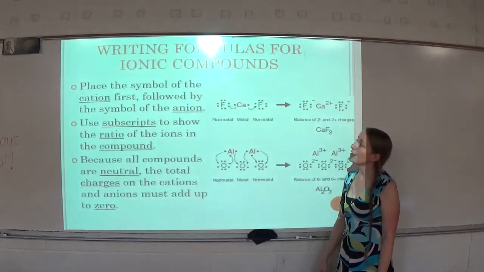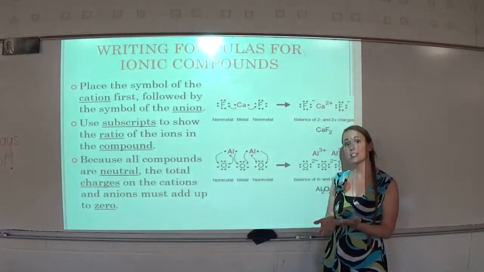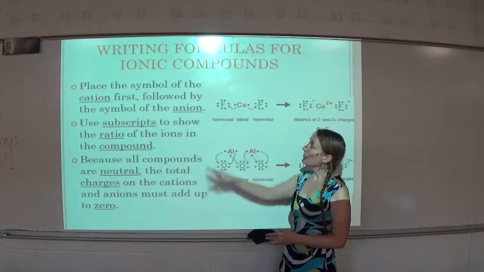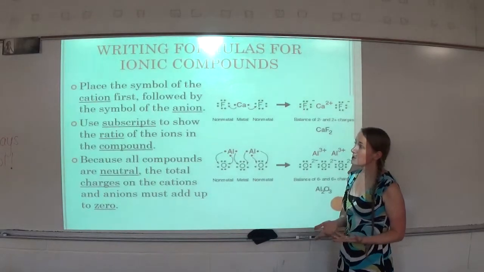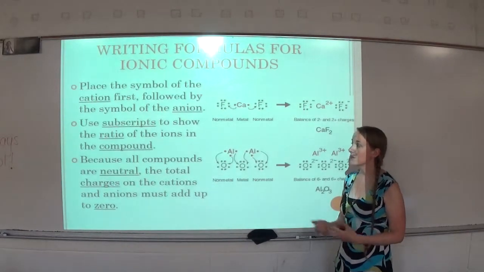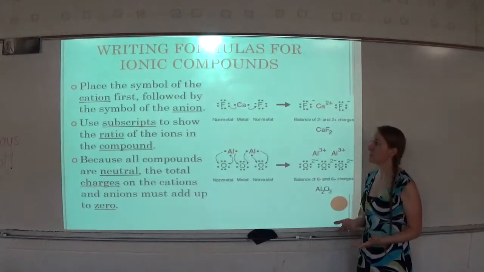So, writing a formula. Place the symbol of the cation first. The cation is always listed first. Remember, the cation is the positive one, followed by the symbol for the anion, which is your negative ion. Use subscripts to show the ratio of the ions in the compound. Because all compounds are neutral, the total charges of the cations and anions must add up to 0.